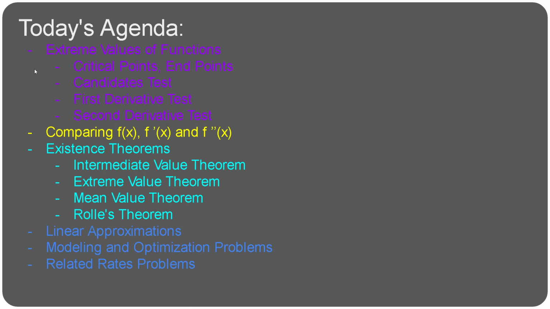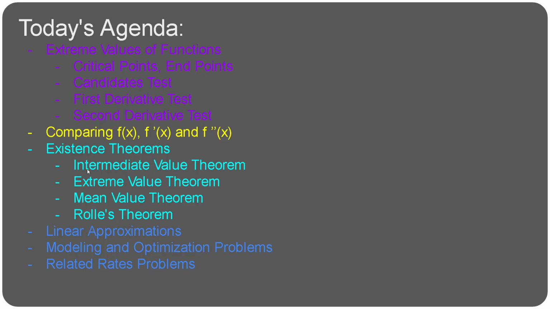Okay, so today's agenda is also going to be long, just like the last episode. We're first going to go over the extreme values of functions, and we're going to talk about all sorts of things: critical points, endpoints, candidates test, first derivative test, and the second derivative test. And then we're going to compare f of x, f prime of x, and f double prime of x in just a broad overview. And then we're going to talk about some existence theorems.